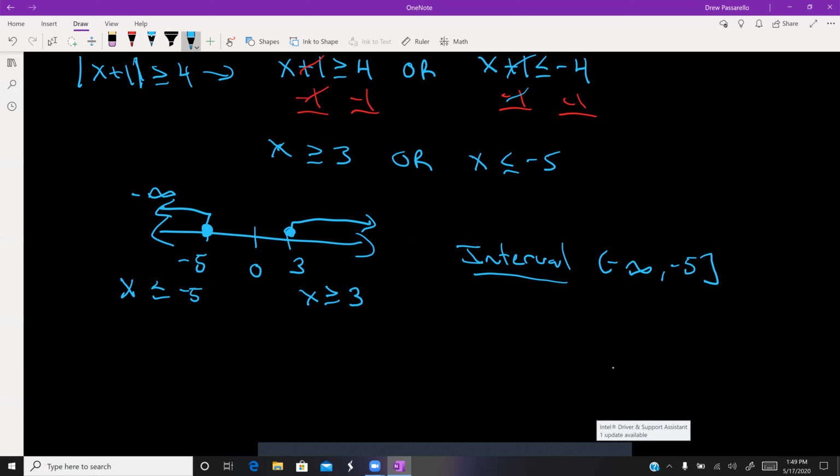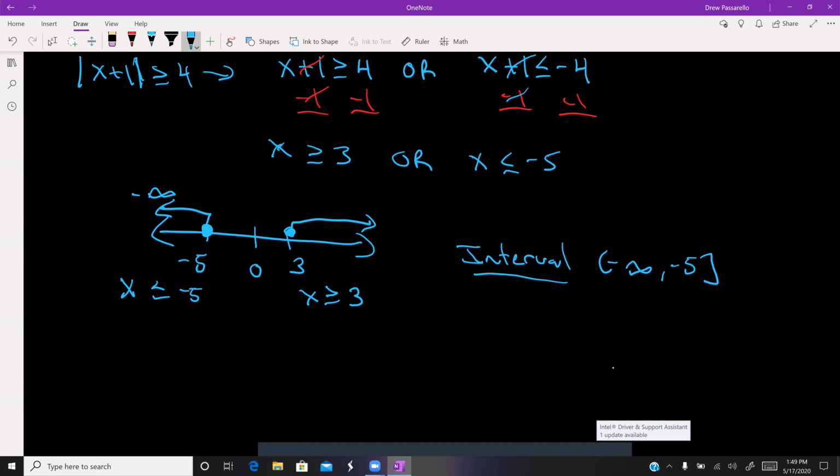And I think it was less than 2, or less than 4. All right, and I'm still going to try to get the absolute value term by itself first. So still isolate the absolute value term by itself first.